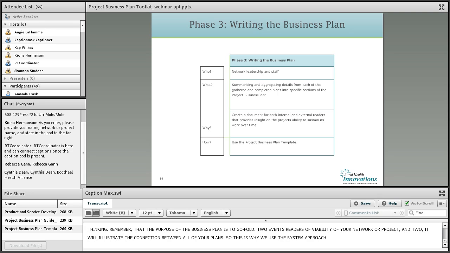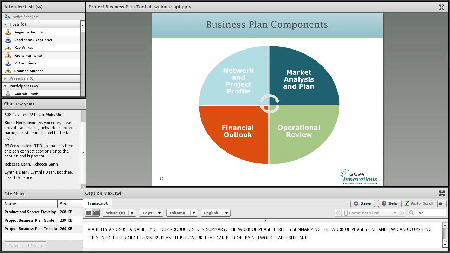All of your work to this point, phases 1 and 2, was preparation to begin writing the actual business plan. So in phase 3, you'll begin developing the business plan itself while summarizing components and information from all of your completed plans, which describe your strategic, marketing, operational, and also financial thinking.